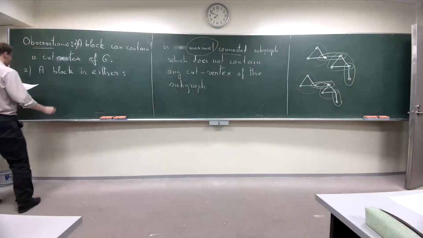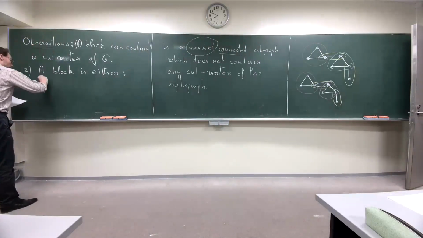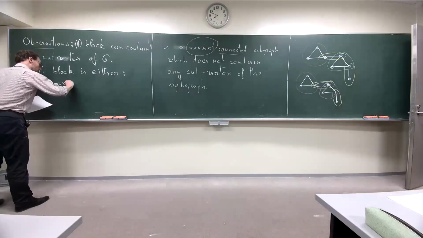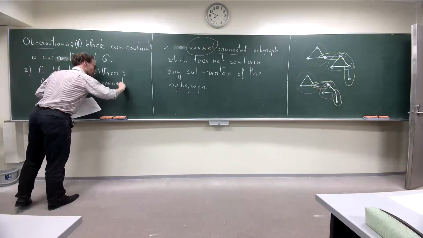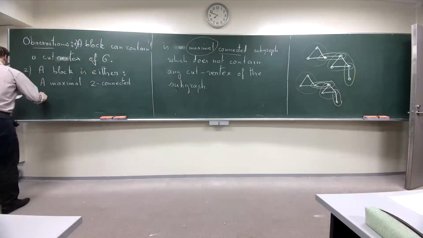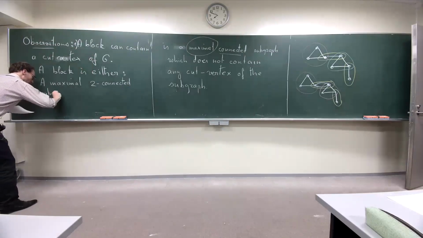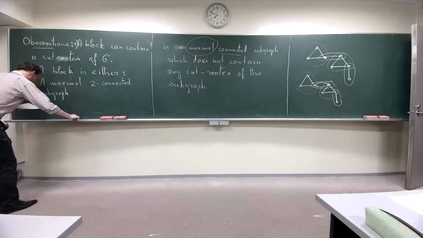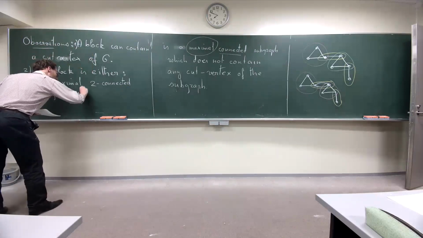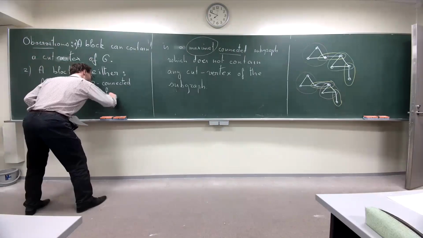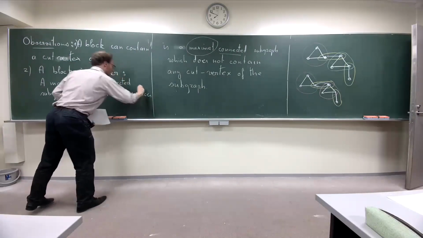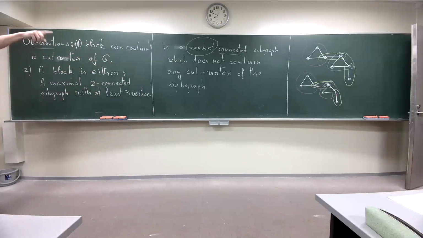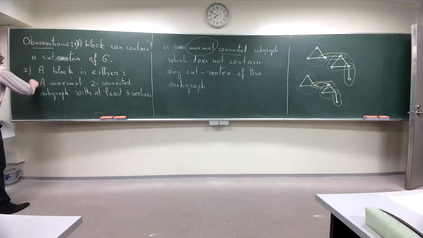So a block is either a maximal two connected, and now we know what is two connected. It's either a maximal two connected subgraph with at least three vertices. And indeed, we have two guys like this in this picture. So this is the first case.